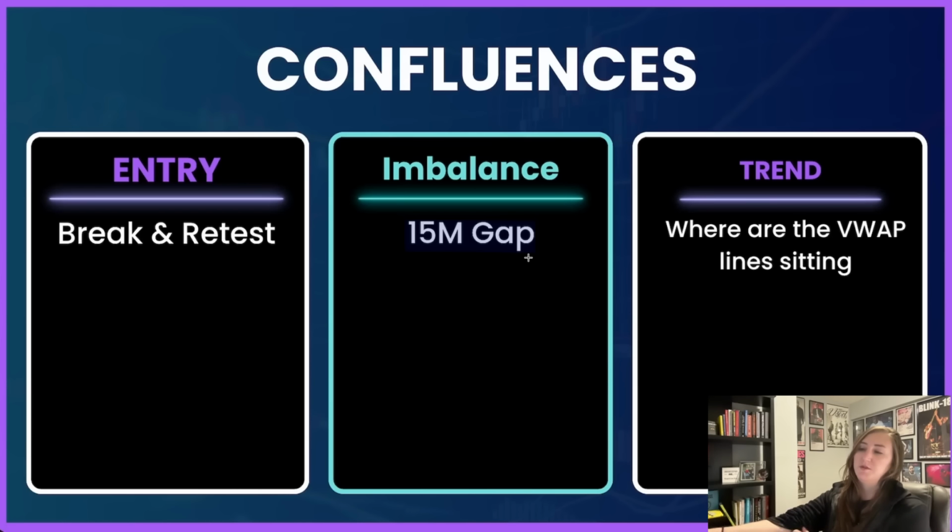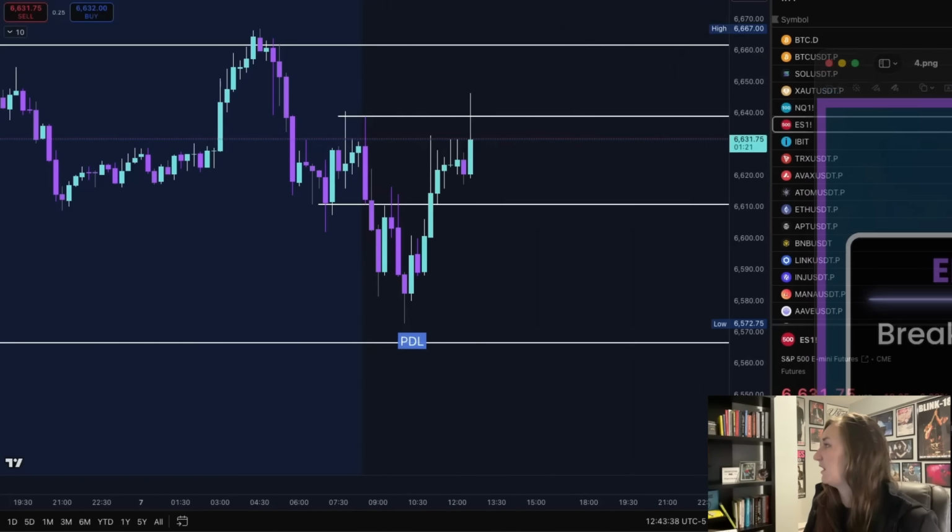So usually, if you have a 15-minute gap on the top of your ORB, this could be an additional confluence for a better win rate. As well, we're going to take a look at the overall trend direction, or where the VWAP line is sitting for my possible take profit areas, because that's going to make a huge difference here.